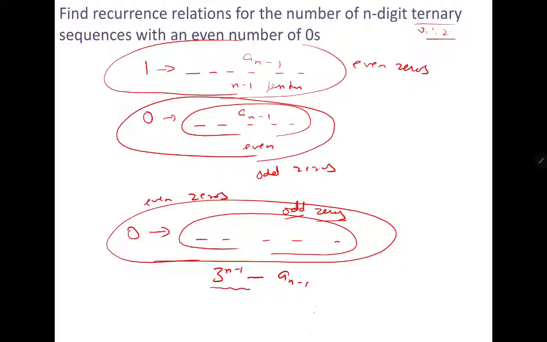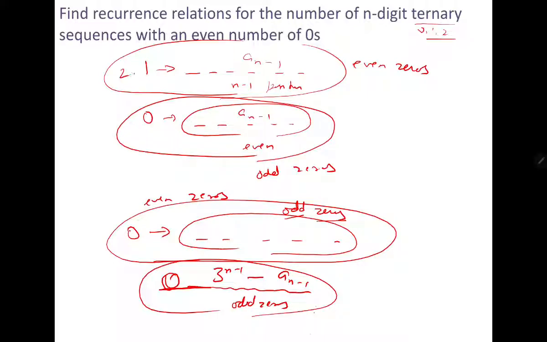That gives me the number of sequences with odd zeros, and when I combine it with 0 in the first position, in total I will get an even number of zeros. Therefore, whether I start with 2 or 1, I will get a n minus 1 plus a n minus 1 in both cases, and in the last case I get 3 to the n minus 1 minus a n minus 1.